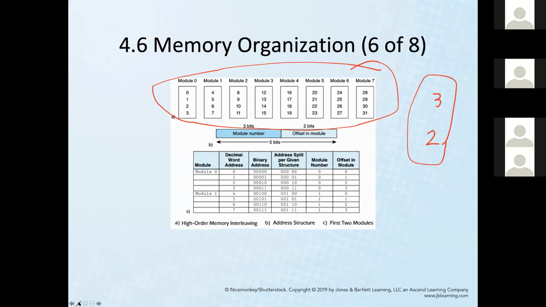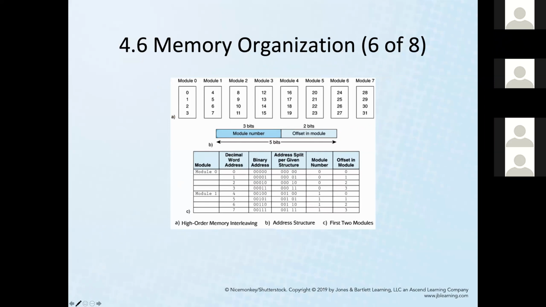Okay, so if I erase this 3 and 2 and again choose my pen, here we see how it works. We have 5 bits to address one of these memories. In high order memory interleaving, the high order 3 bits will be used to select one of these modules, okay, and the right 2 bits will select one of the locations in these memories.